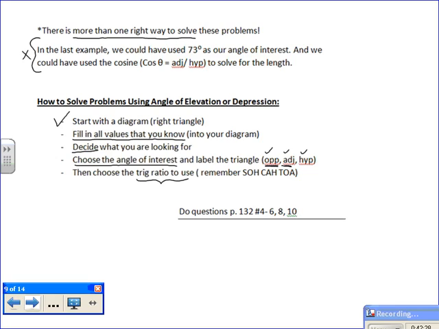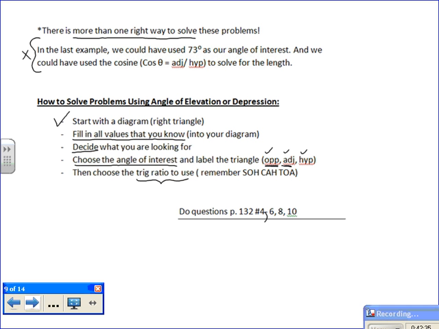I'm going to get you to try on page 132 questions 4, 6, 8, and 10. Check your answers in the back of your textbook to see that you're doing it correctly.